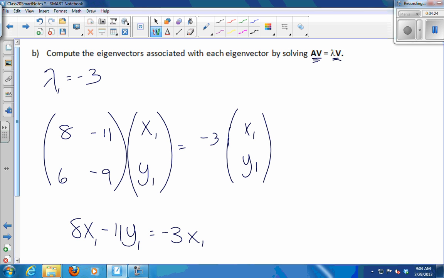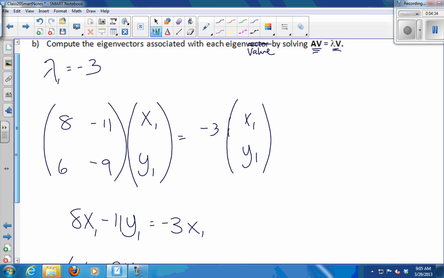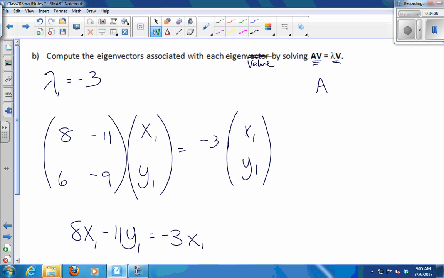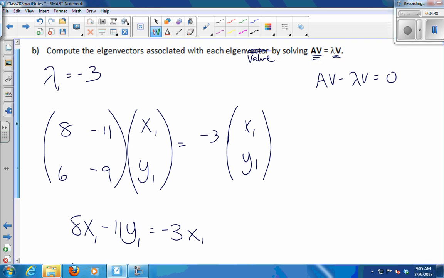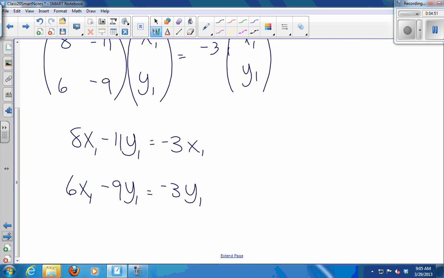Sorry, this should say eigenvalue. Yesterday the only difference is that we solved the equation AV minus lambda V equals 0. That's the only different thing that we were doing yesterday. So I'm looking for x1, y1 vectors that solve this system of equations.